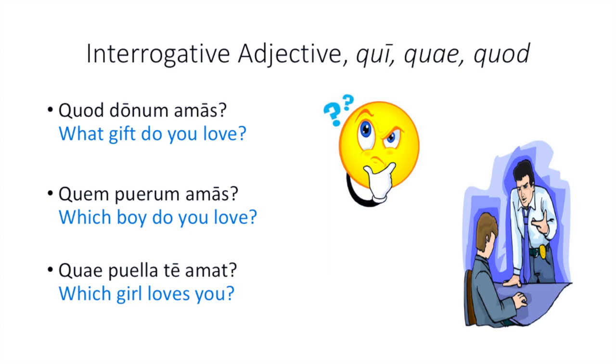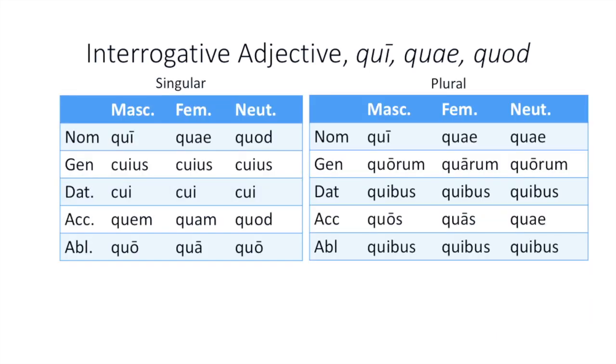It could be in sentences like quod donum amas, what gift do you love? Quem puerum amas, which boy do you love? Quae puella te amat, which girl loves you? The forms of the interrogative adjective are quae, quod.